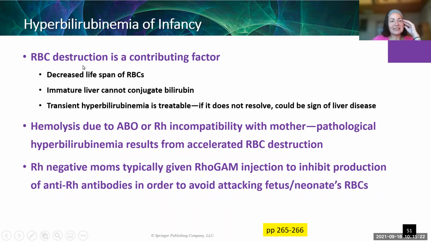All right, so red blood cell destruction is a contributing factor. Immature liver, especially in the preemies, cannot handle all that bilirubin. So there's transient hyperbilirubinemia.